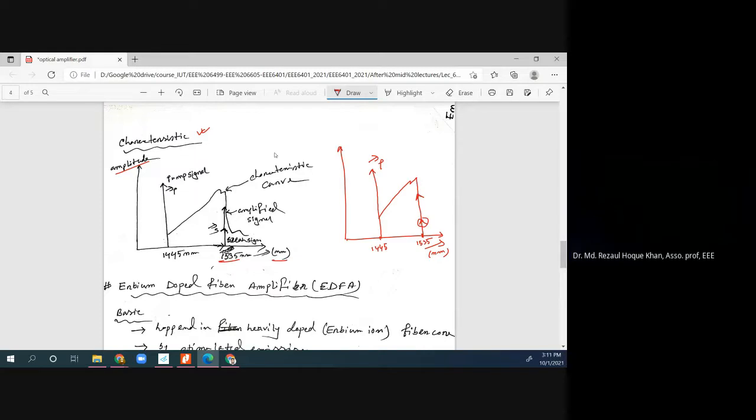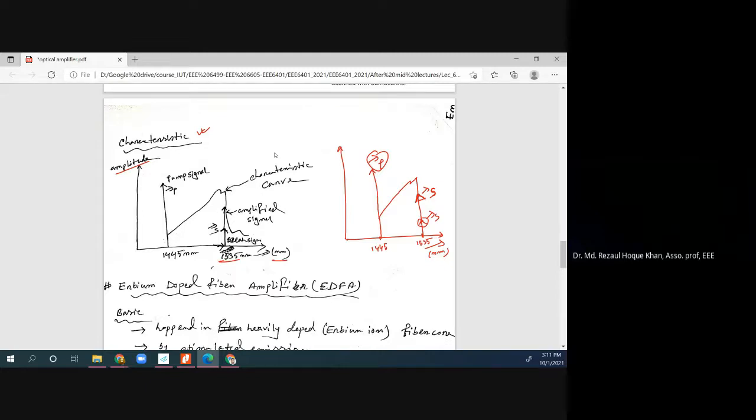See, this was lambda p, this is lambda s. This lambda s, which comes from the lambda p, is combined with this previous, weak lambda s. Ultimately, its amplitude increases. The weak signal becomes stronger.